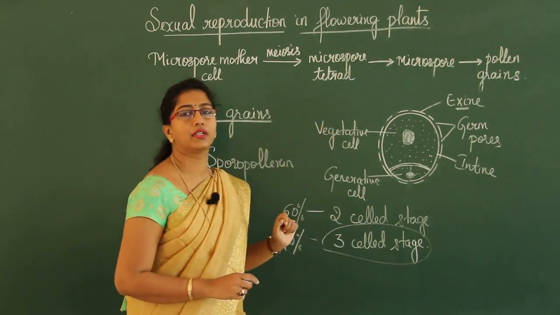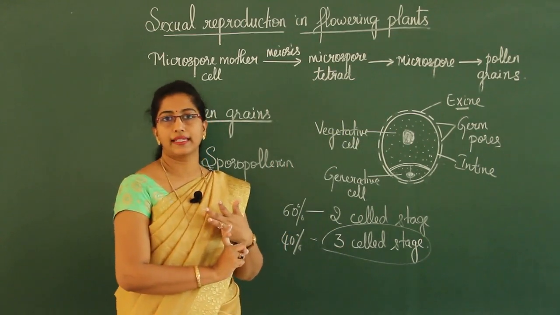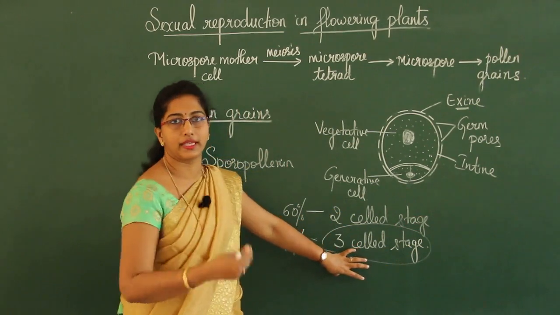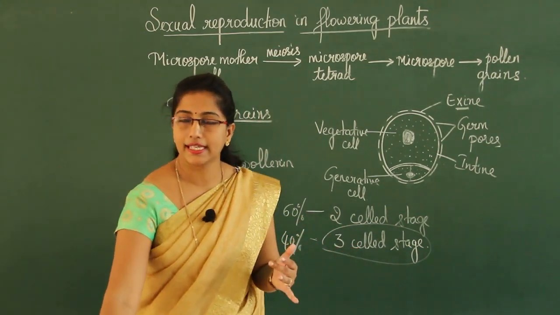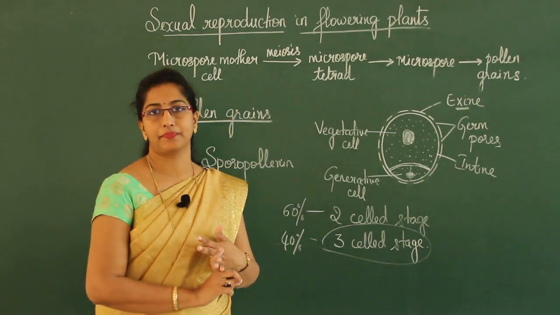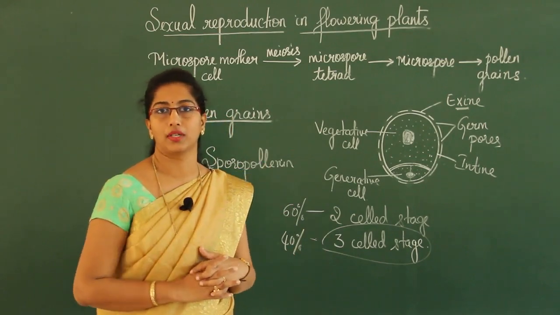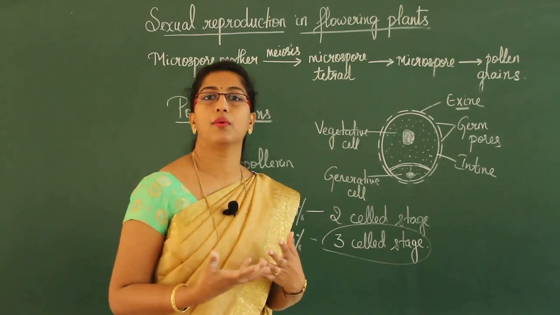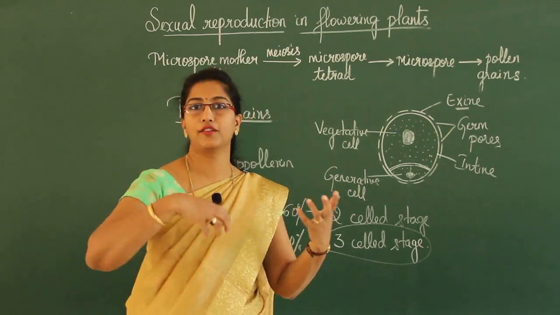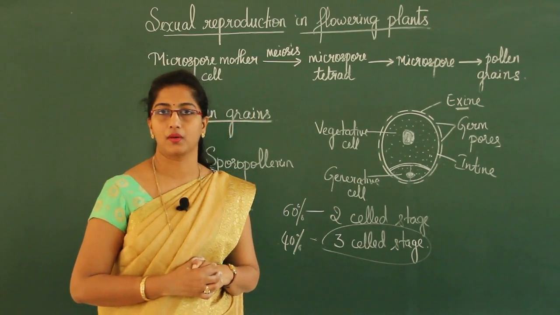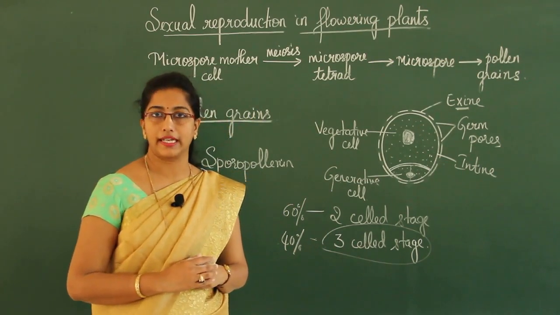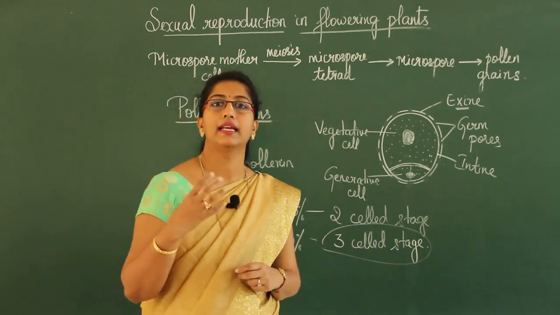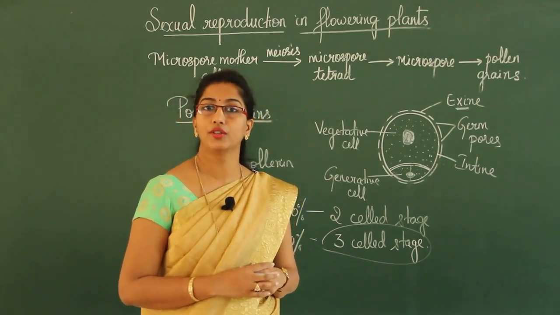So that is about the structure of pollen grains and the different stages at which they are released, either in the three-cell stage or the two-cell stage. Now we should also know how these pollen grains influence human beings. The pollen grains of some species of plants cause allergy to human beings.